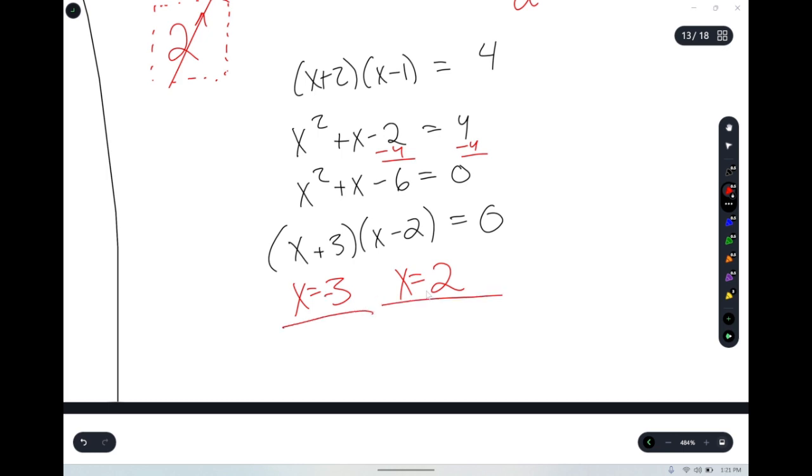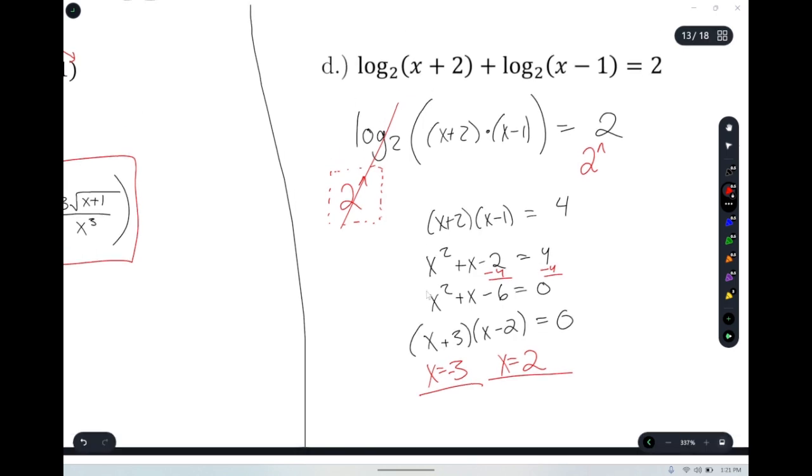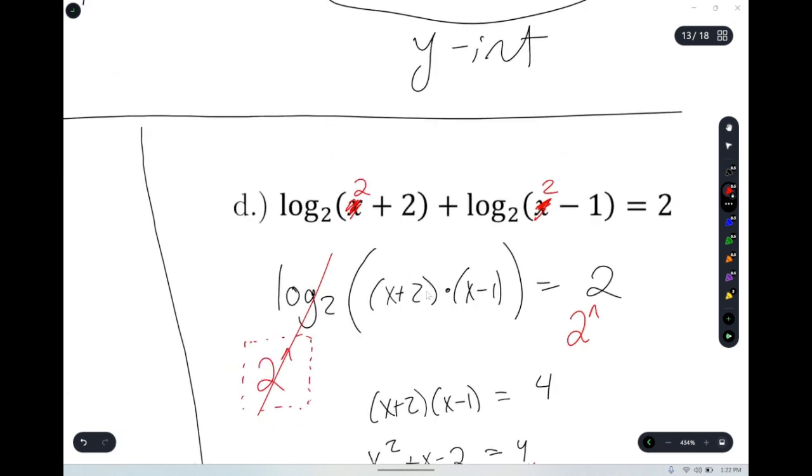But wait, there's more. You have to plug them back in, because of the word log, we have to be careful. We have to ask, do these actually work? Well, let's plug in the 2 first. If we plug in a 2, does all that look kosher? Like, can we do the log of 4? Log base 2 of 2 plus 2, plus log base 2 of 2 minus 1. Is all that allowed? Log base 2 of 4 is fine, right? Plus log base 2 of 1 is fine.